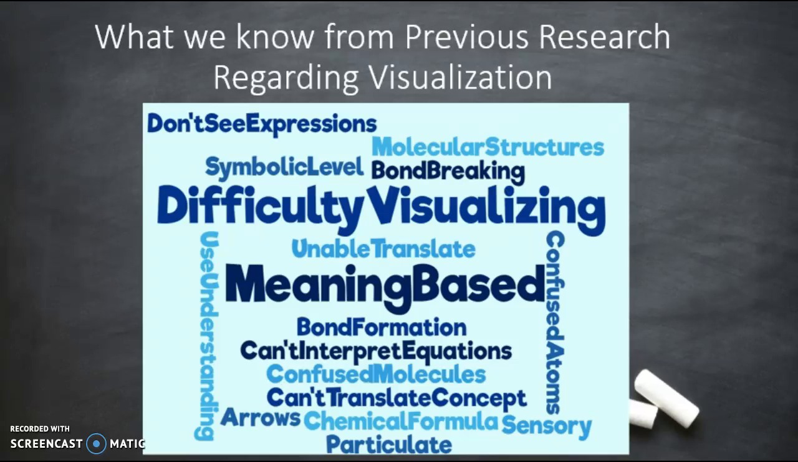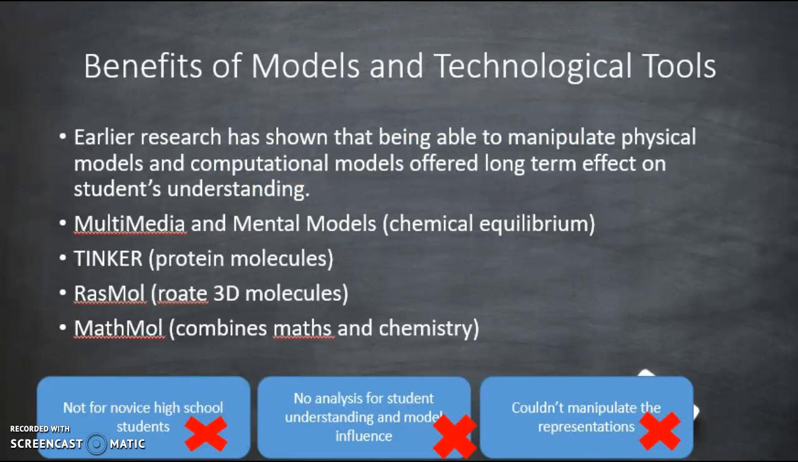Earlier researchers had explored these concepts and found that students have trouble visualizing and following chemical concepts and relating to chemical processes at the particulate level and symbolic level. Students had trouble translating chemical concepts and had trouble understanding. For example, when they see a chemical equation, they do not see bond formation and bond breaking. All they see is letters, symbols, and arrows. Earlier research has shown that being able to manipulate physical models and computational models offered a long-term effect on students' understanding.